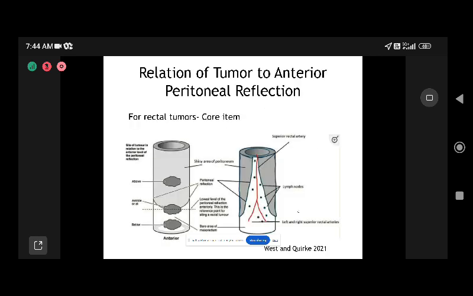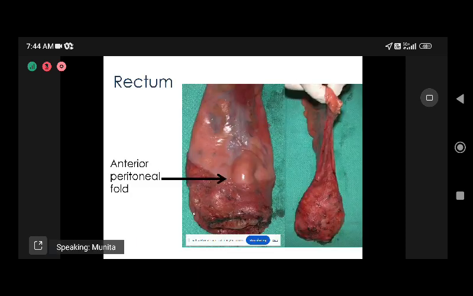So after that, another core data item for rectal tumors is that we need to document the relation of the tumor to the anterior peritoneal reflection. For rectal tumors, the anterior peritoneal reflection is an important landmark, and you can see it on the anterior surface. The information whether the tumor is at, above or below the peritoneal reflection needs to be documented, because the relationship of the peritoneum and the bare surface will change accordingly. So the interpretation is very important.